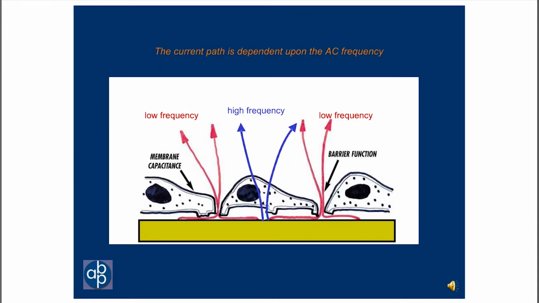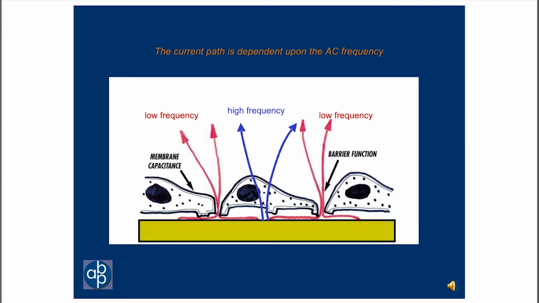Again, we are not going to describe the model in detail in this particular presentation, but the fact that current flows through different paths depending upon the frequency, the AC frequency of the signal used to make the measurement, allows us to take apart different parameters in the cell using the model.